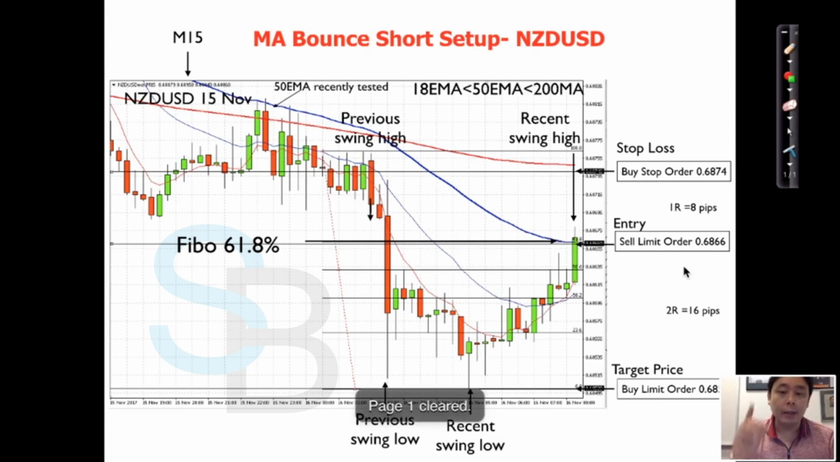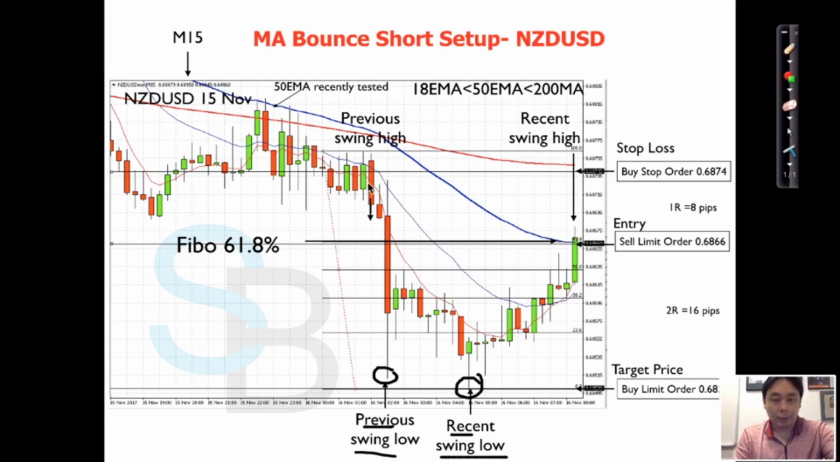So where is the recent swing low? This one, that's the recent swing low. Where's the previous swing low? It will be over here. That's the previous swing low. Right? So it goes down, swings up, goes down, swings up. So again, recent swing low below previous swing low, making a lower low. That is a valid downtrend wave, okay?